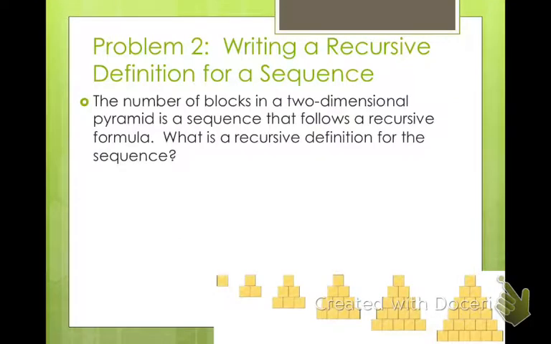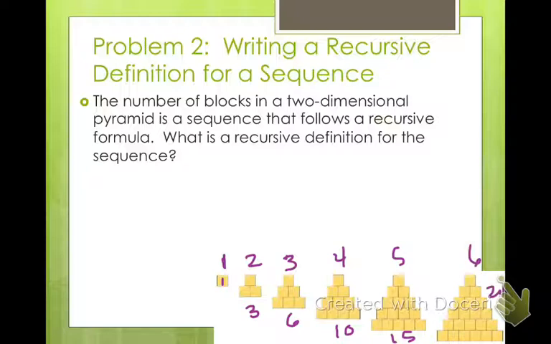Alright, so writing a recursive definition for a sequence. Looking at this pattern, based on a two-dimensional pyramid, the sequence follows a recursive formula. What is a recursive definition for the sequence? So we need to compare what's happening with one to the one before it. If we look at our first one here, this is term 1. Term 1 is 1 block. Term 2 is 3 blocks. Term 3 is 6 blocks. Term 4 is 10 blocks. Term 5 is 15 blocks. And then term 6 is 21 blocks.